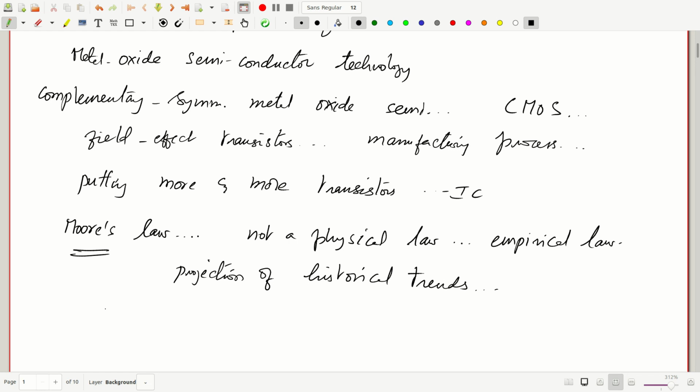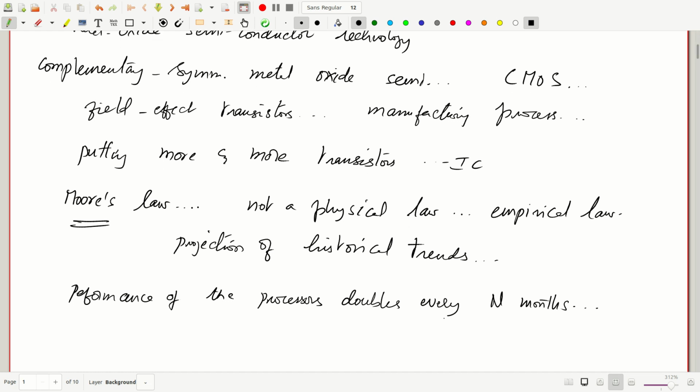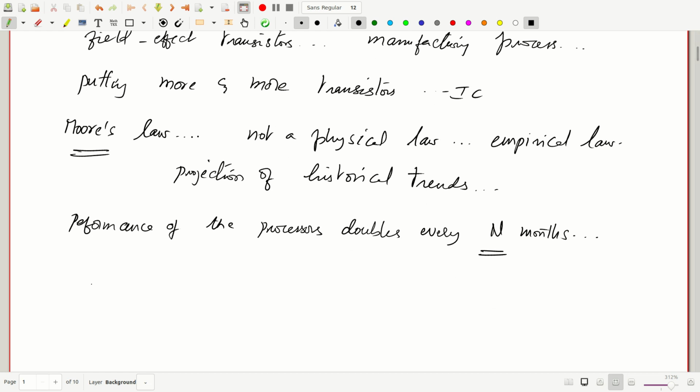It is another statement of this increase of processor performance by 50% per year. What it says is that the performance of the processors doubles every n months. Now, this n kept changing depending on the number of transistors etched on the microprocessor or on integrated circuits.